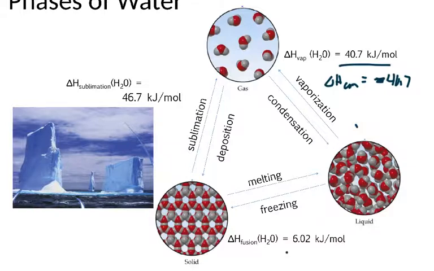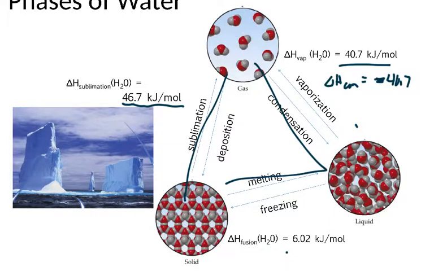Then if you notice, you can also go from the solid to the gas phase. Going from solid to gas is called sublimation. And for the delta H of sublimation, remember delta H is a state function, so it doesn't matter if you go through the liquid phase or if you just go straight, your delta H is going to be the same. So our delta H of sublimation is simply the delta H of fusion plus the delta H of vaporization, getting us 46.7 kilojoules per mole. And then the opposite of that is called deposition.